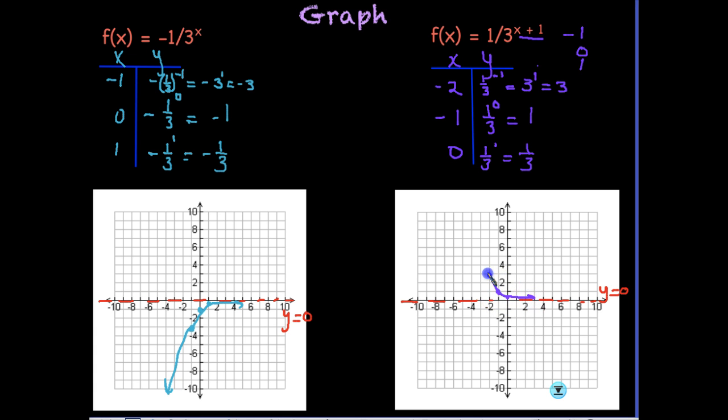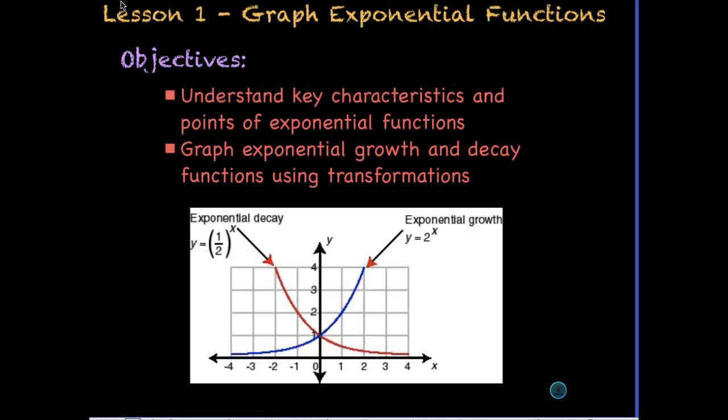If I connect these lines, you can see that I have a decay function that shifted my key point from 0, 1 over here to negative 1, 1. And I could have still graphed it with my original 3 key points, but it would just be hard to have a good sketch. And that concludes our lesson on graphing exponential functions.